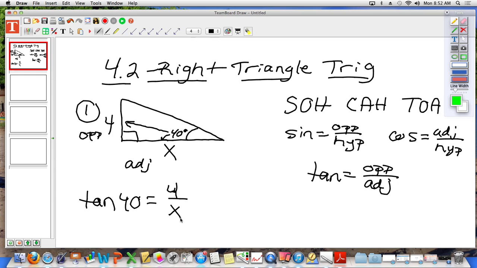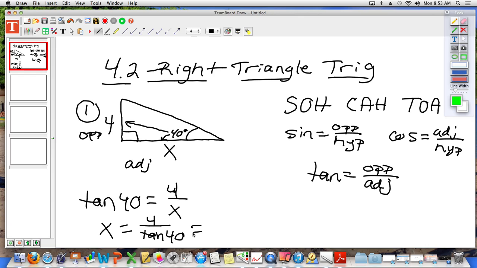Now, the variable is on the bottom, and you could go through all the algebra steps to solve for x, but the quick, easy way to do this is just to switch the x with the other side. So I'm going to put the x where the tan of 40 is, and I'm going to put the 4 where x is. So x is equal to 4 divided by the tangent of 40.